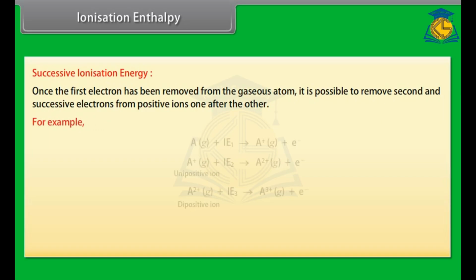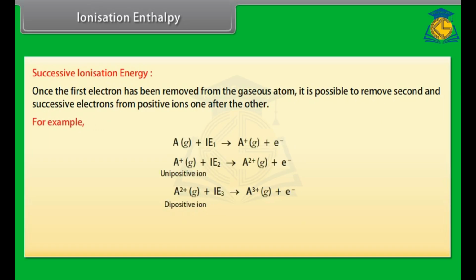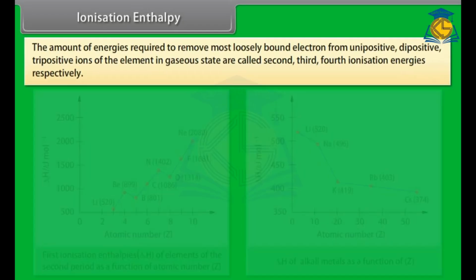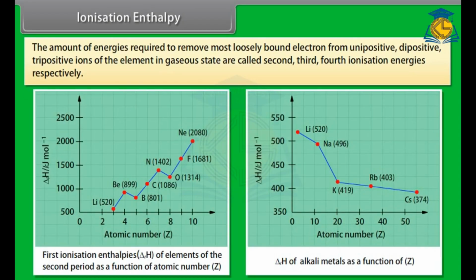For example, the amount of energy is required to remove most loosely bound electrons from unipositive, dipositive, tripositive ions of the element in gaseous state are called second, third, fourth ionization energies respectively. It may be noted that ionization energy 3 is greater than ionization energy 2 is greater than ionization energy 1.